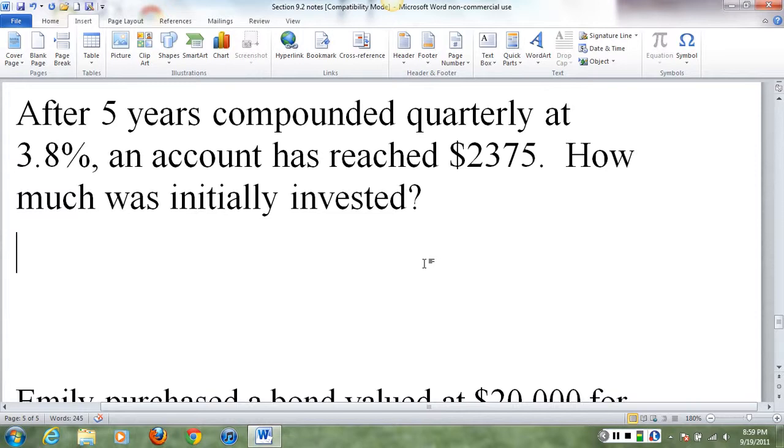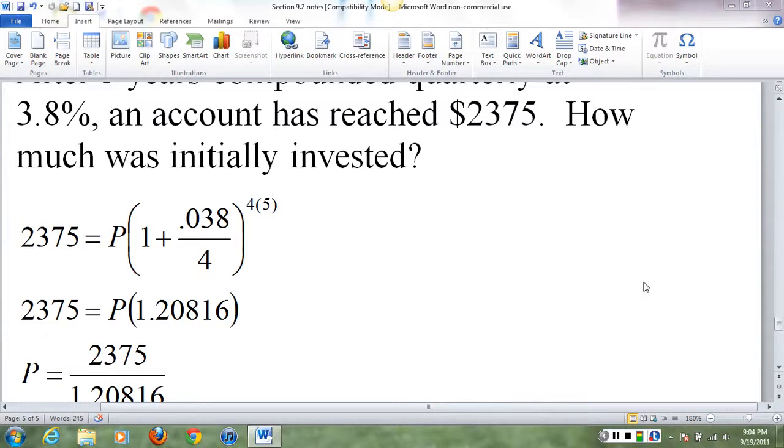So again, this time we're going backwards. We know what the final amount is. We need to know the initial amount. This becomes more of an algebra problem. So again, using our compound interest formula, I'm working backwards. I'm trying to find P now. So we ended with $23.75 after 5 years compounded quarterly. So my n is 4.